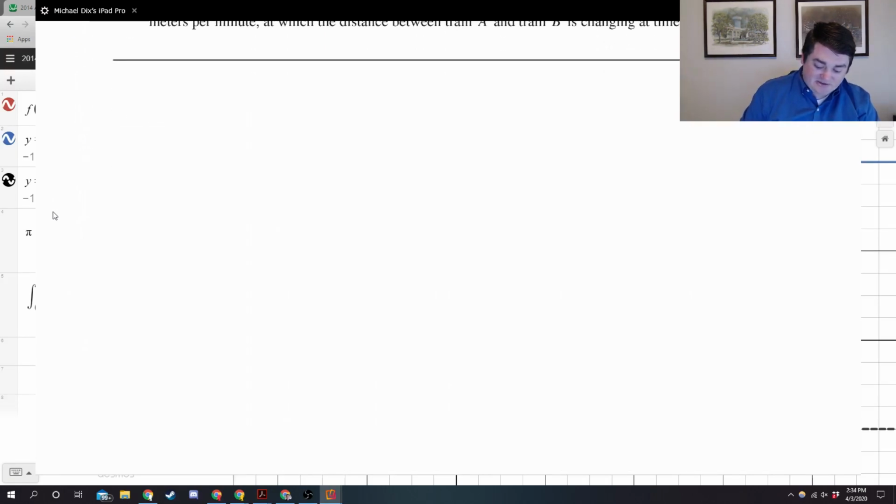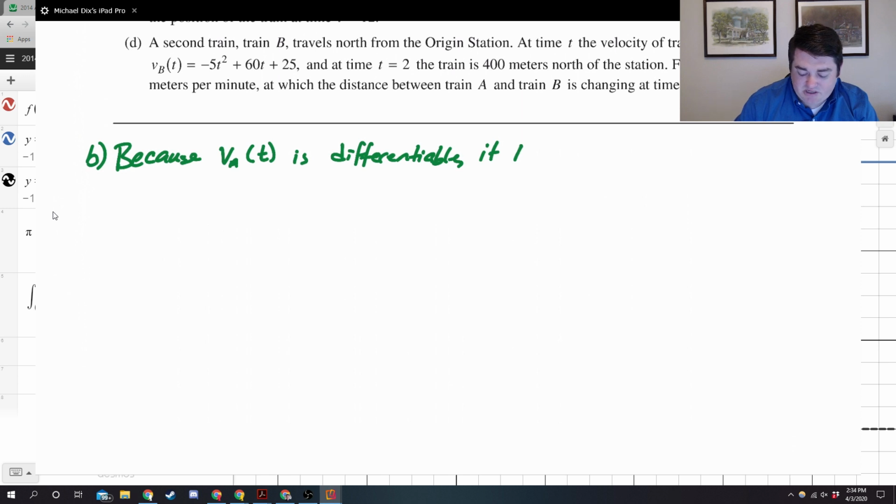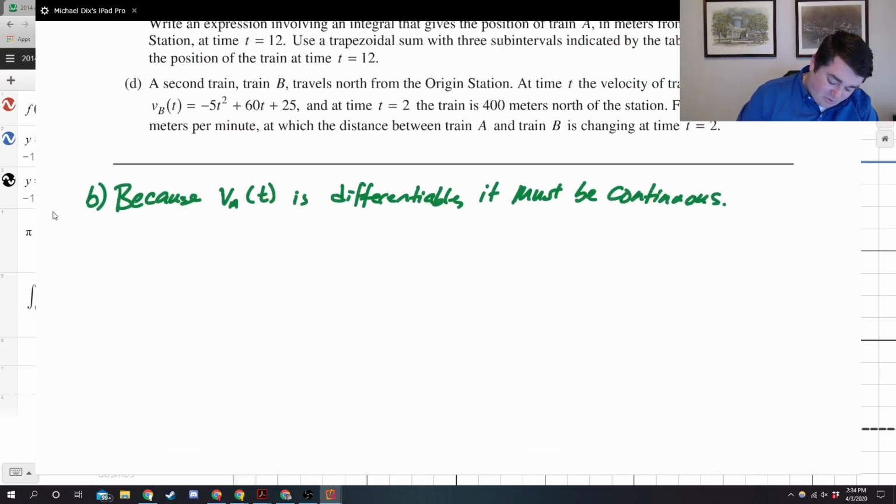So I'm going to give myself some space to write here. On part B, I'm going to say because v sub a of t is differentiable, it must be continuous. Okay. I have to do that. I have to say that much because I'm about to apply the intermediate value theorem. And if you apply the intermediate value theorem without stating your condition, then you're not on solid ground mathematically. So I'm going to make a note here that v sub a of 5 is 40.